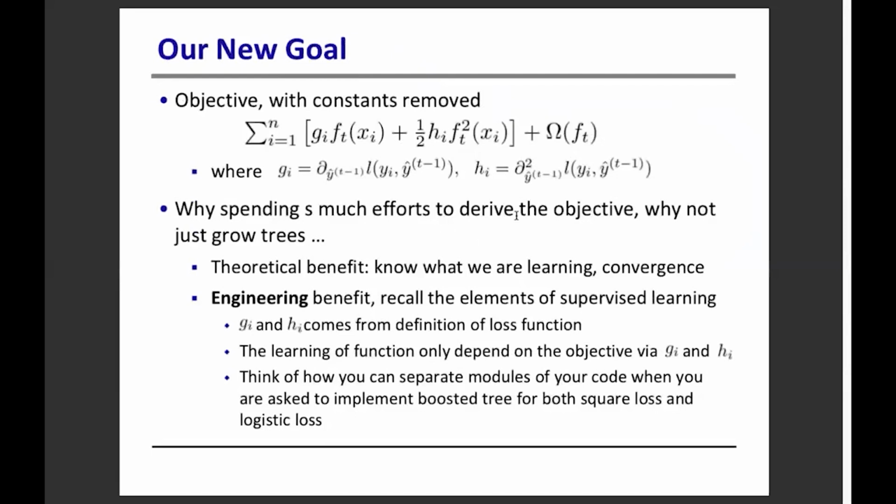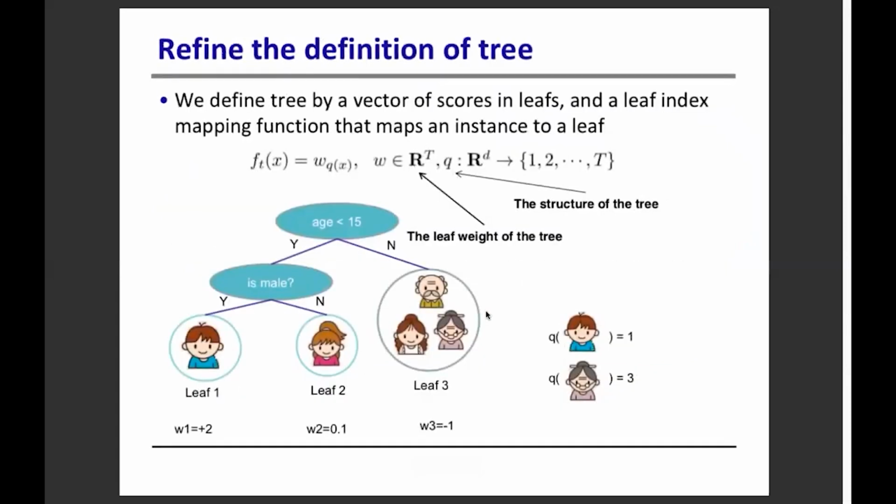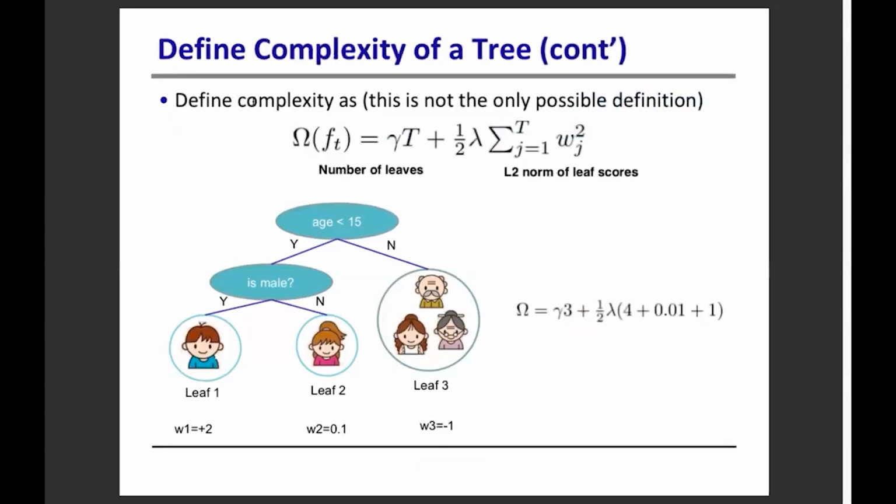So we have spent some time to derive the objective function, and so we understand what we are trying to converge to, and we also have the engineering benefit. Now moving ahead. As we are adding more and more leaves, let's redefine the definition of a tree. We define the tree by a vector of scores in the leaves and a leaf index. So at every point of time, the complexity of a tree is a function of the number of leaves it has, and the number of weights in the leaves. If the leaf scores are really high, we basically put in a normalization term.